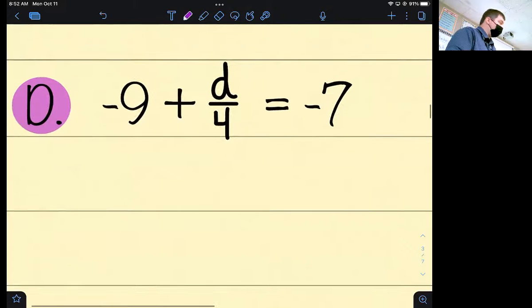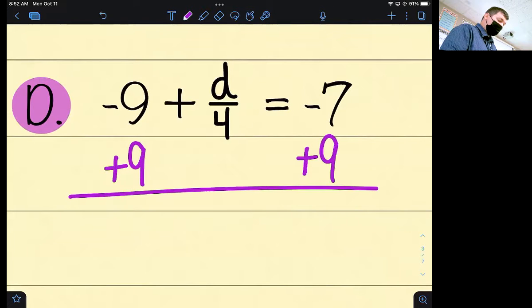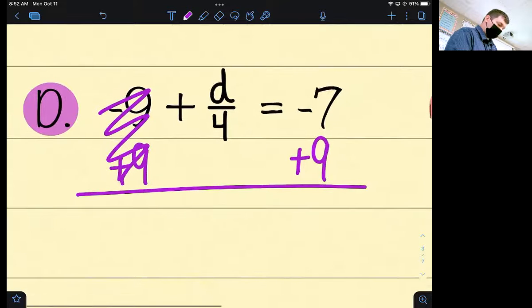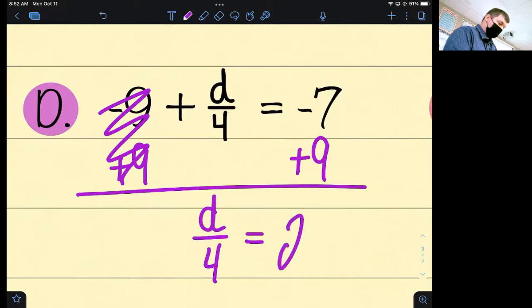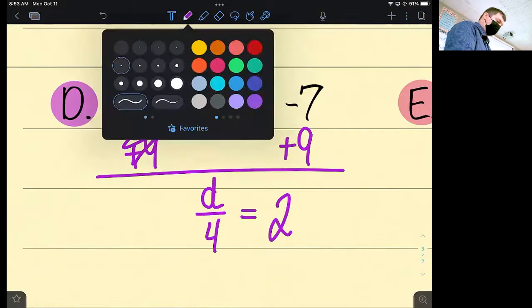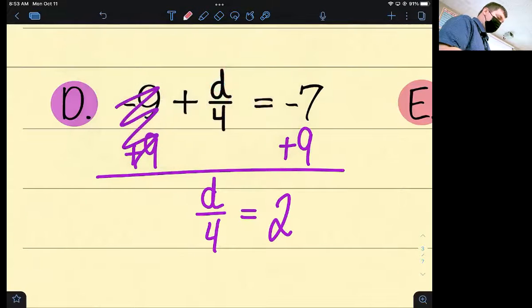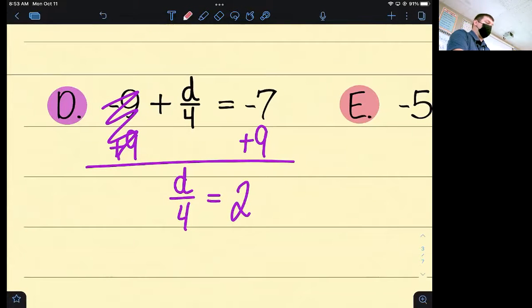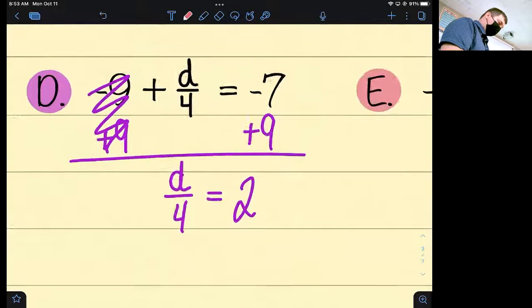Georgia, how do I get rid of the negative 9 there? Add 9, okay. Georgia, what's negative 7 and positive 9 make on the other side of the equal sign? That's right. So our first step is to add 9 and to get d divided by 4 equals 2. Second step, and I'm color coding them here for you, is to get rid of the 4. Bryce, how do I get rid of that 4?